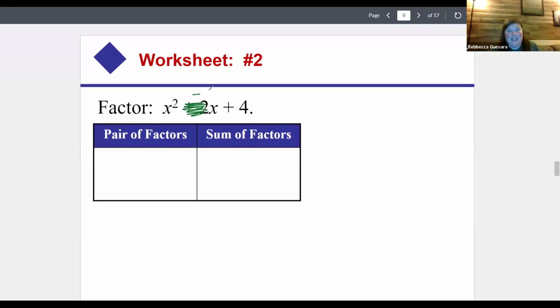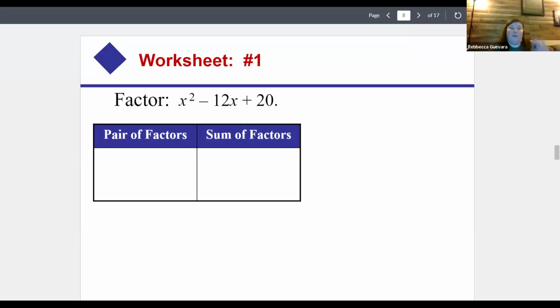That was supposed to be a negative 5x in there. But my dyslexic brain made it a 2. So like I said, do rewrite this one as x squared minus 5x plus 4.